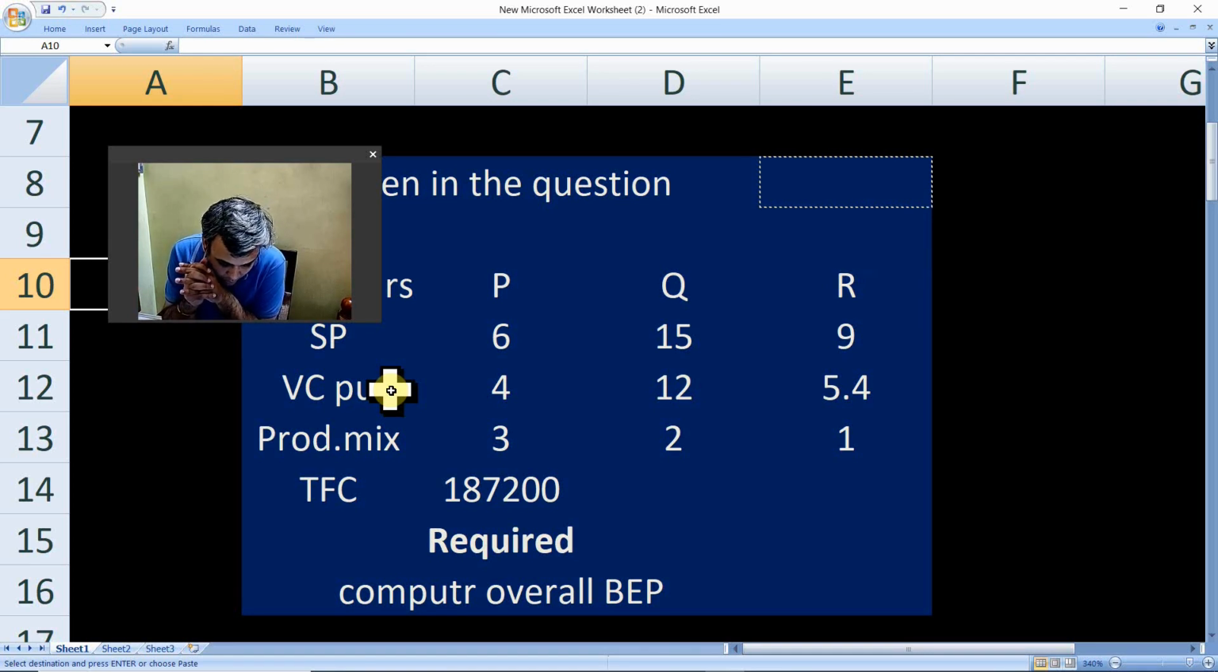Required: compute overall BEP. Fixed cost is given to be 1,87,200 for the period. The information on top, SP and VC, is per unit, while FC is 1,87,200 for the period. Based on that, they are asking you to compute the overall break-even point. They have not specified whether they want overall BEP in rupee terms or in units terms. They have simply asked overall BEP. What do I do?